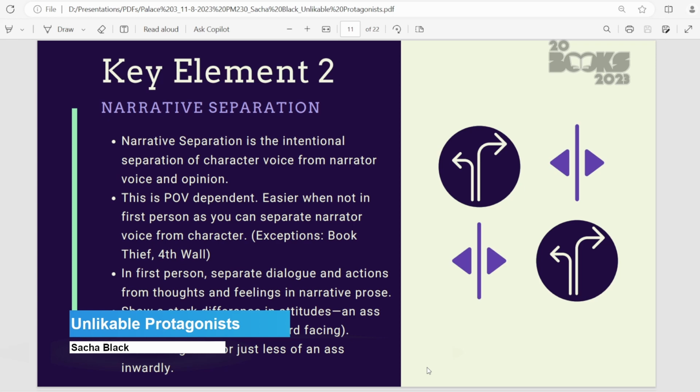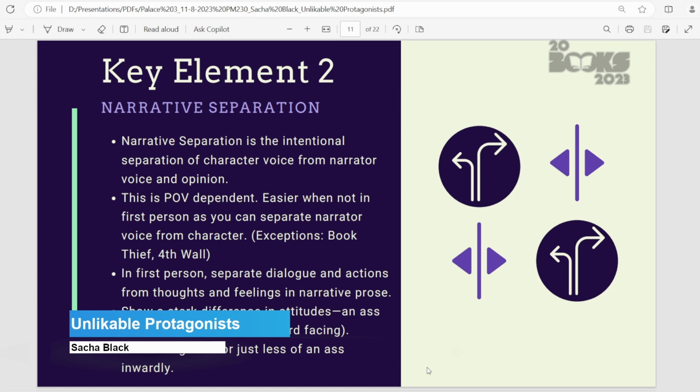So in first person, what you can do is separate dialogue and action from thoughts and feelings. And I've got a diagram to show and explain what I mean by this. But what you want to do is show a really stark difference between what the character is saying, how they're acting with the other characters, and then their own internal thoughts and that narration in the prose. So that's you, the author, letting the reader into the truth of the character. And that's where you buy the reader in, and they feel like they're in on a secret, or they are closer to the villain protagonist in a way that the other characters are not.